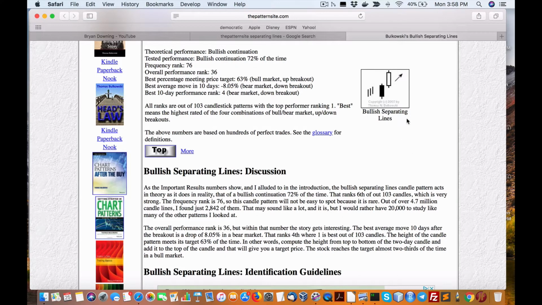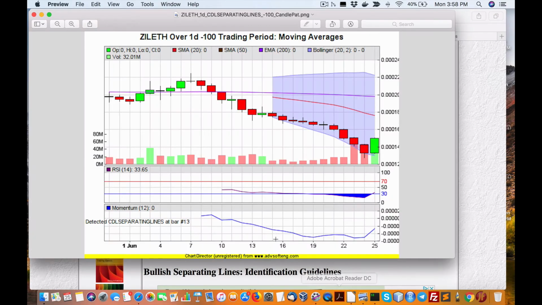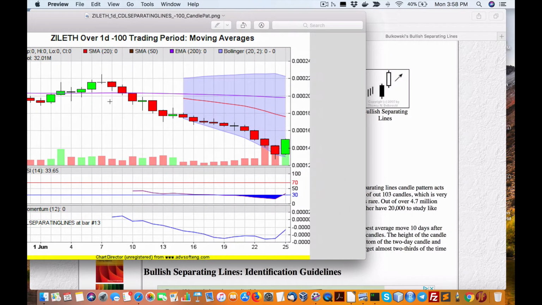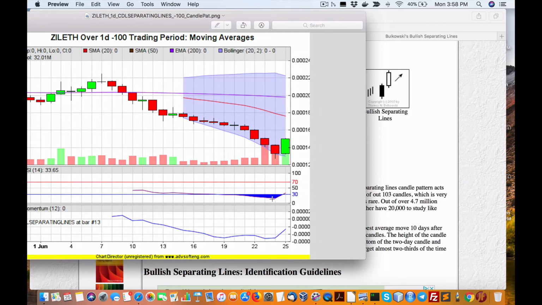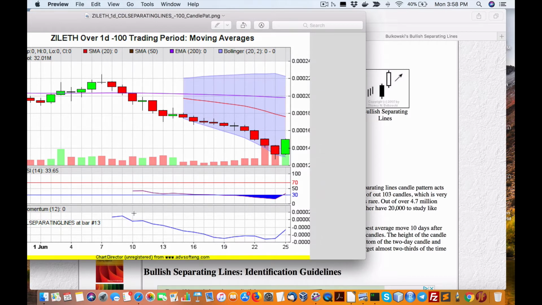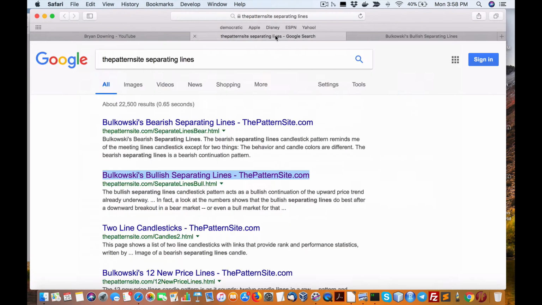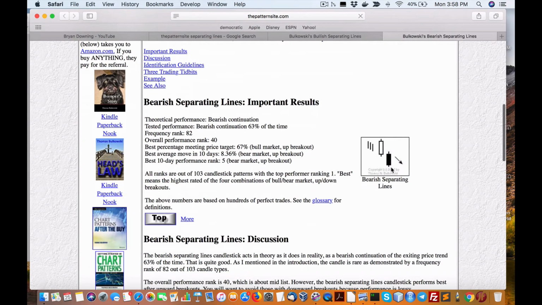So that's what we're looking for, this look. If I go in here, where is my preview? Let's check it out. Here we have our RSI, we have our momentum. You can see here on bar 13, it's bizarre because it's saying, oh, I'm sorry, that's a bullish. Sorry, bearish. So we want bearish separating lines. It will look like this.